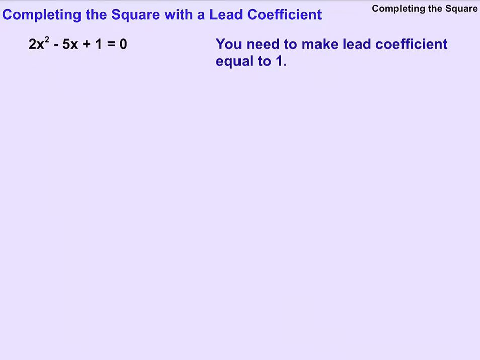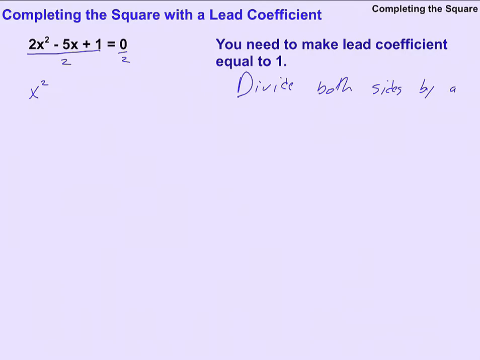All we have to do, if there is an a that we don't want to be there, is just divide everything by a. It's an equation. We're allowed to divide both sides. Divide both sides by a. Don't be afraid if that leaves you with fractions. There's nothing wrong with that.